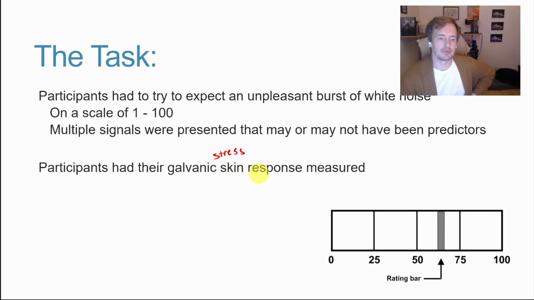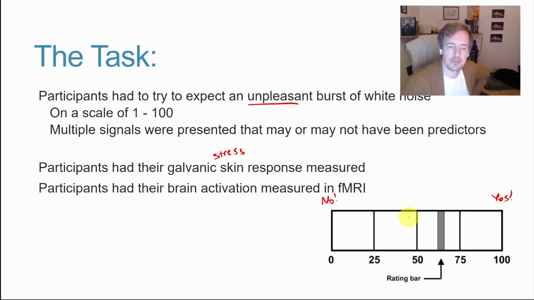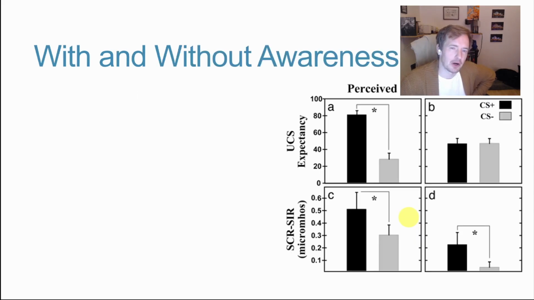So, is there anything else that I want to mention here? Basically, they're going to be looking at whenever people are trying to predict when this unpleasant burst of white noise occurs: can they predict it, and does their body react to it? So they're going to consciously tell us, no, I could not predict it, or yes, I knew that really unpleasant sound was just about to occur. And they measured people while they were in an MRI machine.